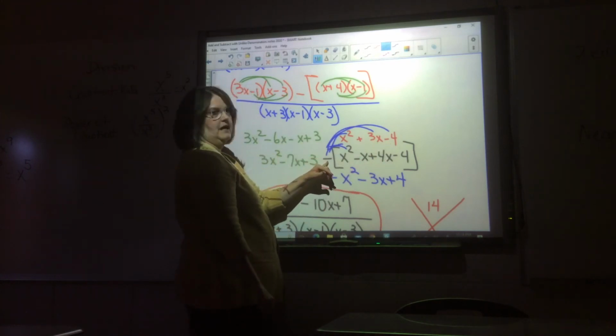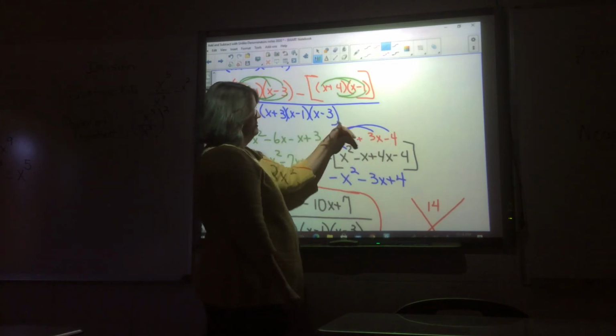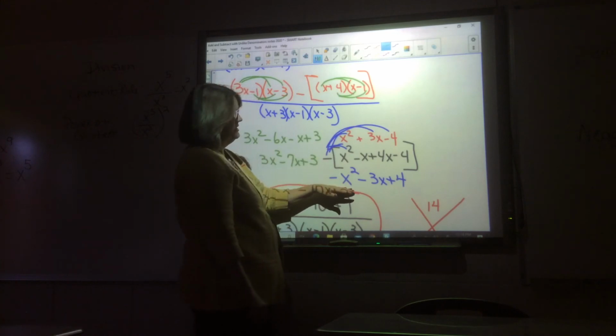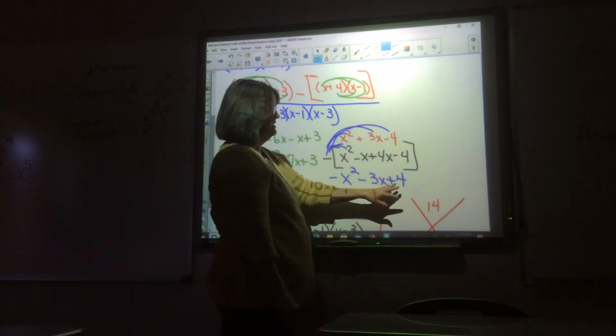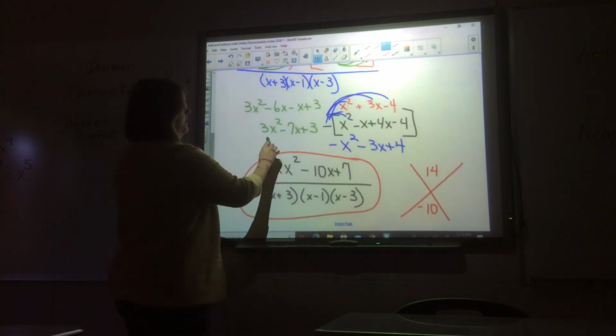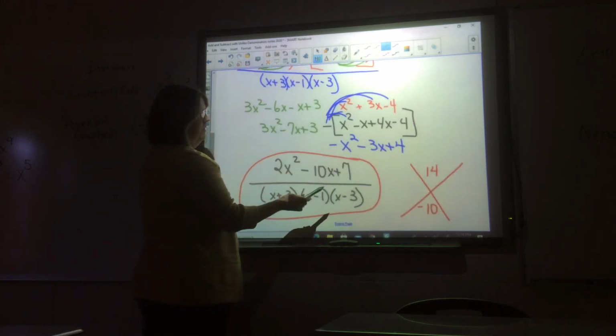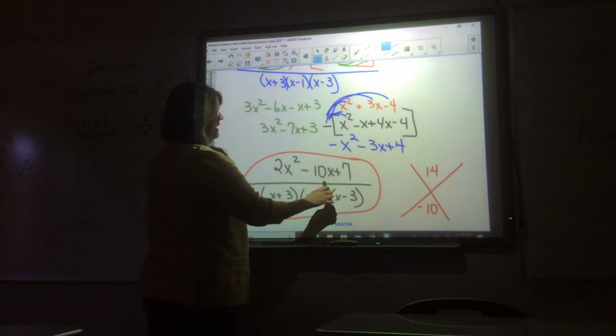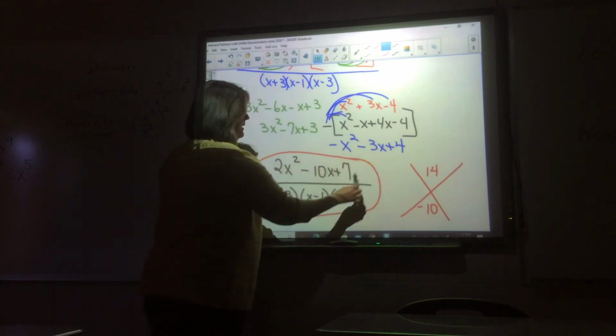Now I got a minus sign here. I'm going to have to distribute throughout. That's going to change this to negative x squared minus 3x plus 4. Now I'm going to put like terms together. 3x squared minus x squared is 2x squared. Negative 7 and negative 3 is negative 10. 3 and 4 is 7.